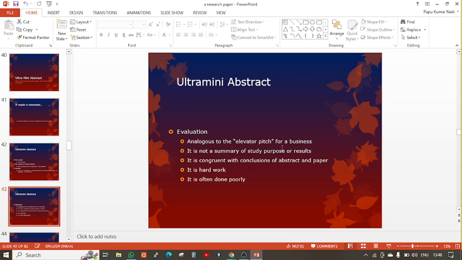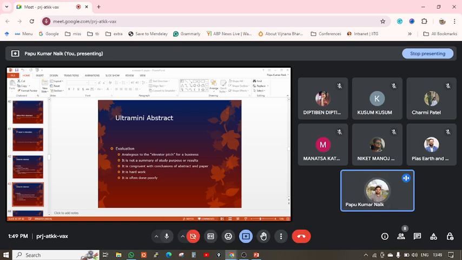After writing your ultra mini abstract, just evaluate it again yourself: whether it is analogous to an elevator pitch or a business pitch, whether it is a summary of your proposed result, whether it is a concurrent or conclusion abstract, and whether it is often done poorly or not. So you have to evaluate yourself whether it is done very well or not. These are the steps you have to follow while writing a good research paper or good scientific paper.